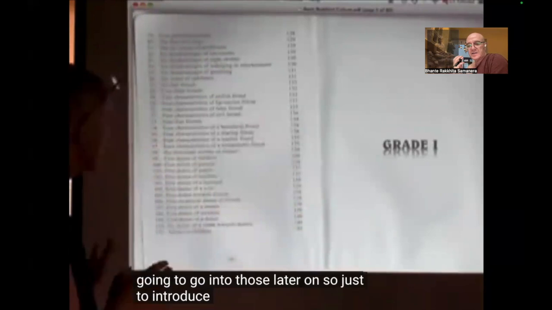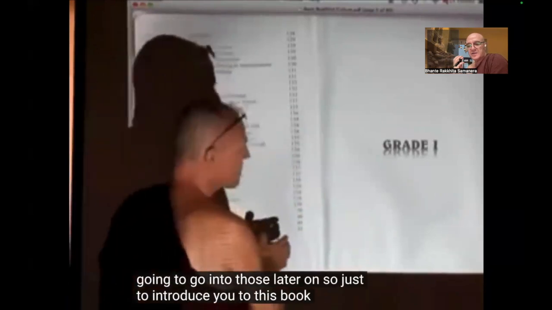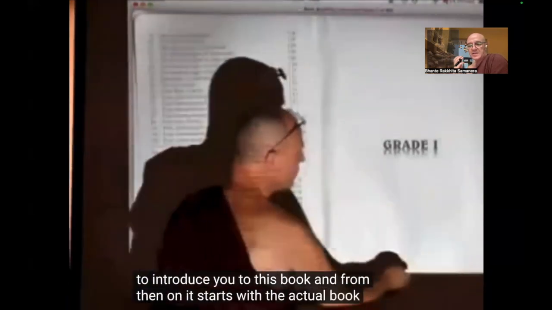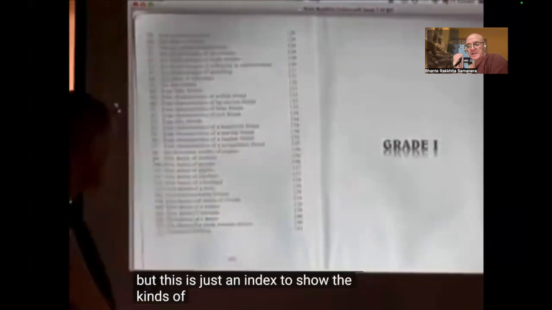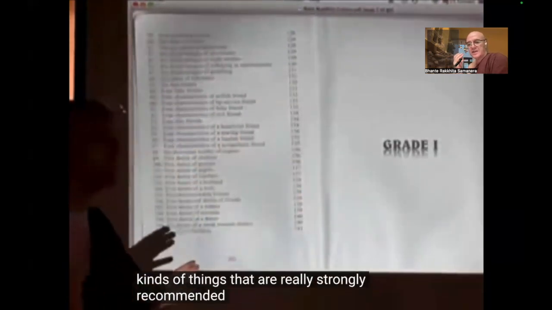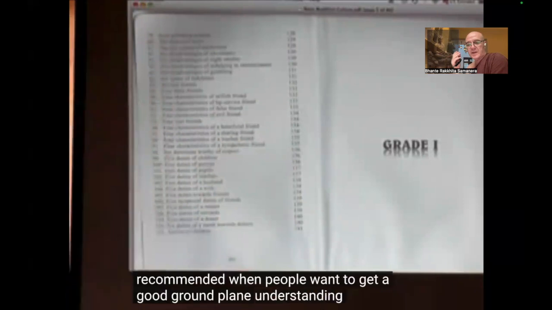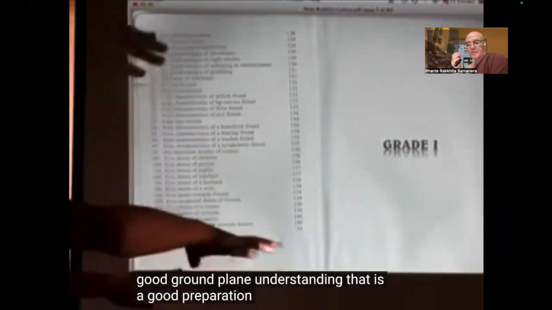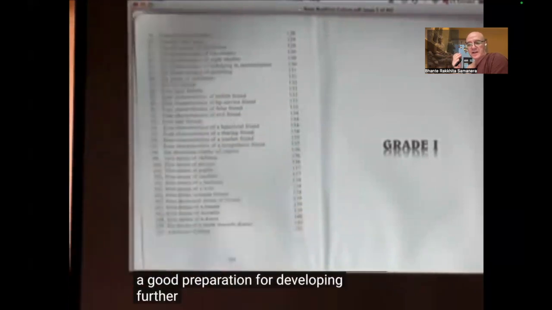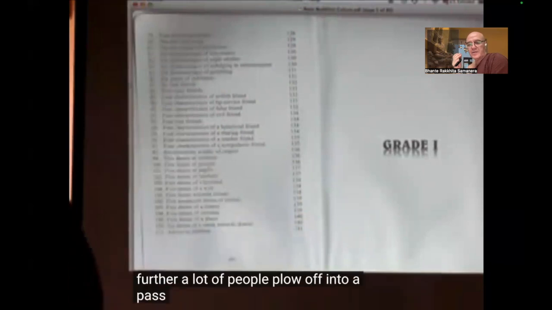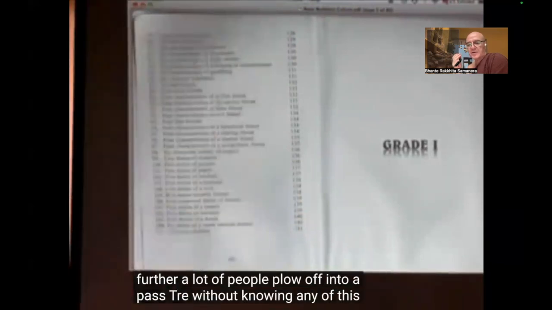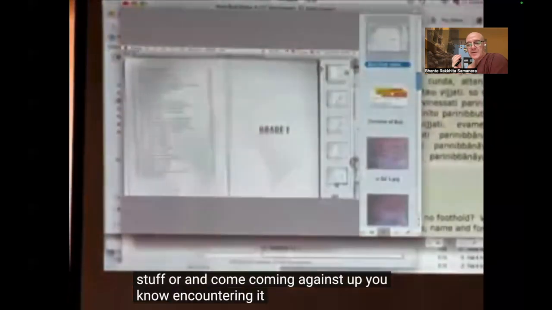I'm going into these later. I'm just introducing you to this book, and from then on it starts with the actual book. But this is just an index to show the kinds of things that are really strongly recommended when people want to get a good ground-plane understanding that is a good preparation for developing further. A lot of people plow off into a Vipassana retreat without knowing any of this stuff, or without encountering it.